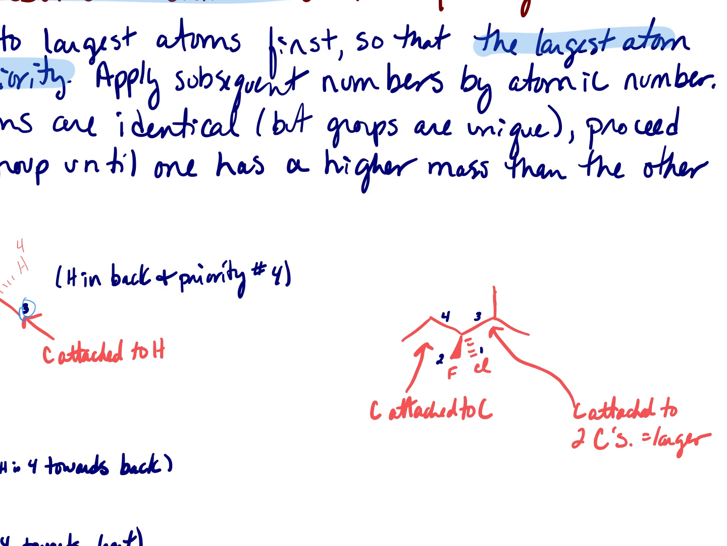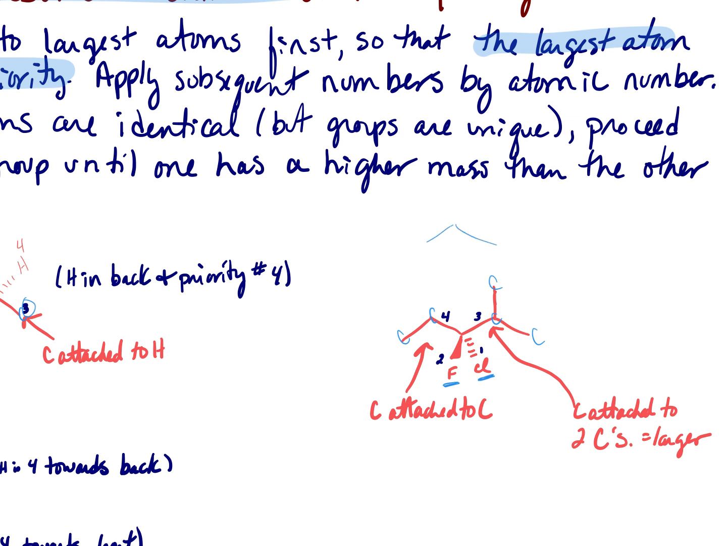So that's how we do that type of assignment. Over here, we've got chlorine, fluorine, and then we have 2 carbon groups. So just like we sort of did before, chlorine's the biggest, he gets number 1. Fluorine's the second biggest, he gets number 2. Then we start going down the line. This carbon, they're the same. So we go to the next thing down the line. This carbon has 1 other carbon. This carbon has 2 carbons that it's attached to. Therefore, this gets the lower number or higher priority.